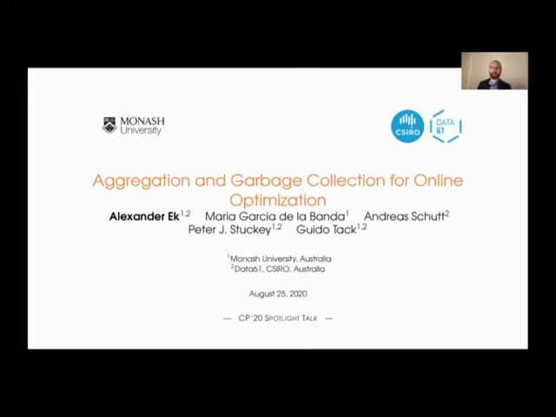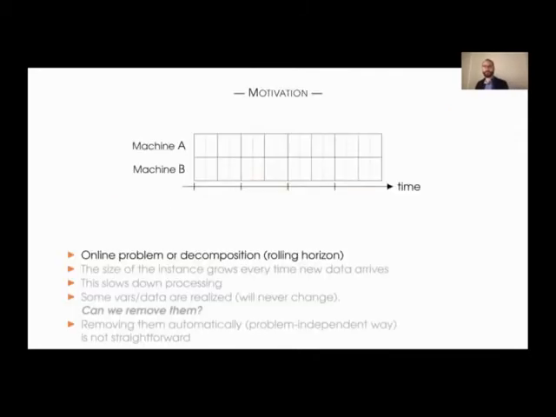This is joint work, and today I'm going to present aggregation and garbage collection for online optimization. Let's dive in. So we're looking at online problems, also called dynamic problems, or decompositions of static problems, offline problems, via rolling horizon or sliding window.